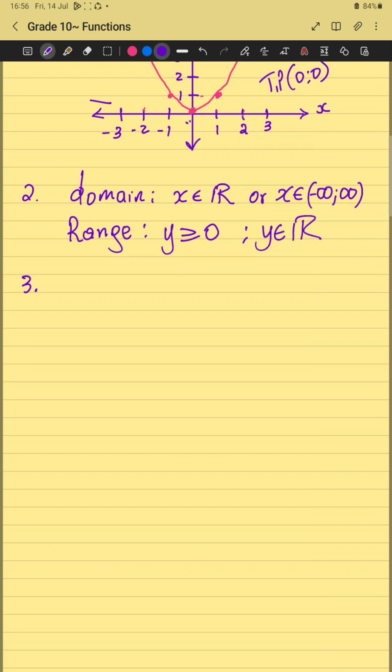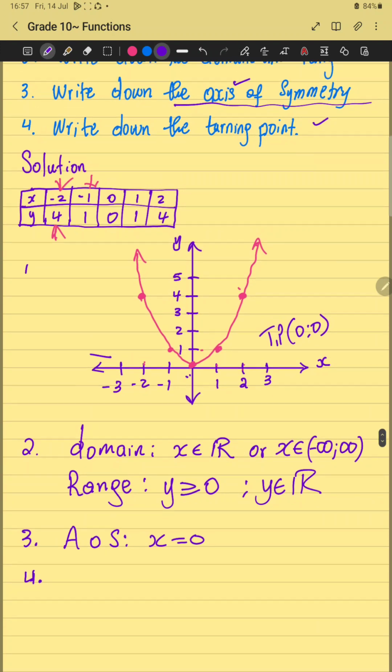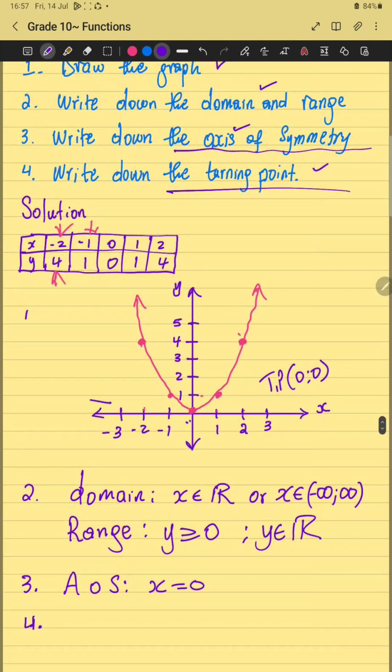Alright, so that means the axis of symmetry is equal to, so therefore x is equal to 0. And the last question says write down the turning point.